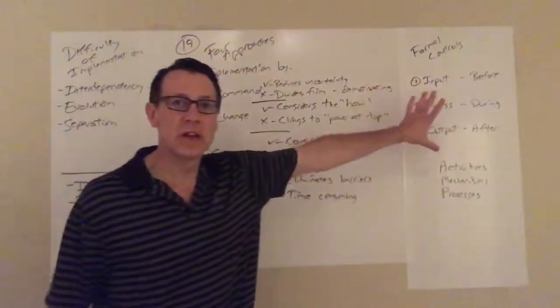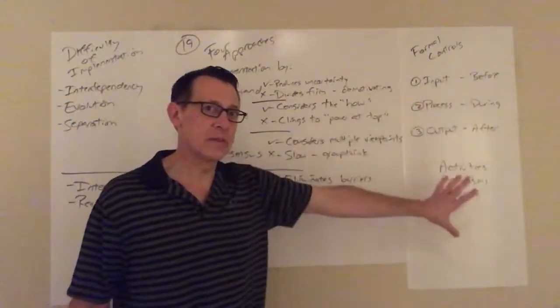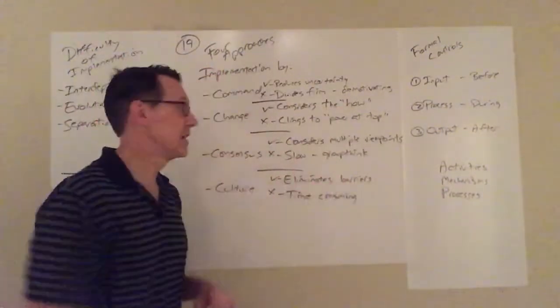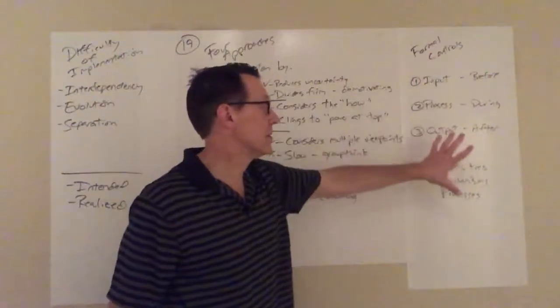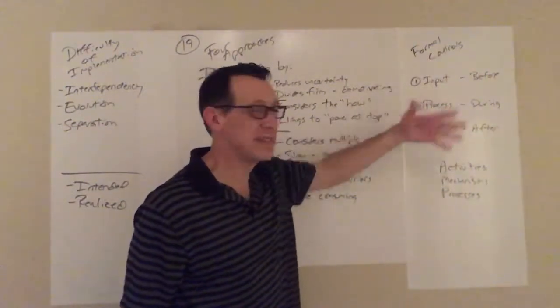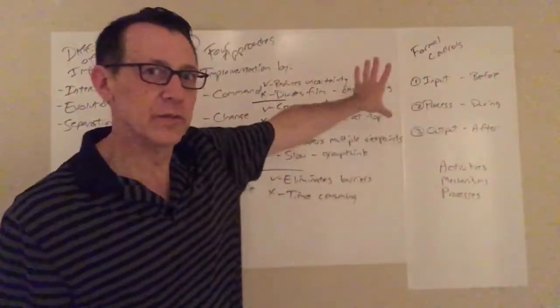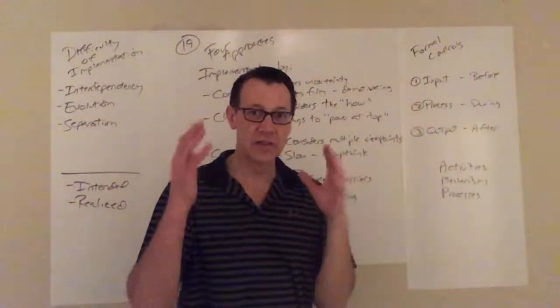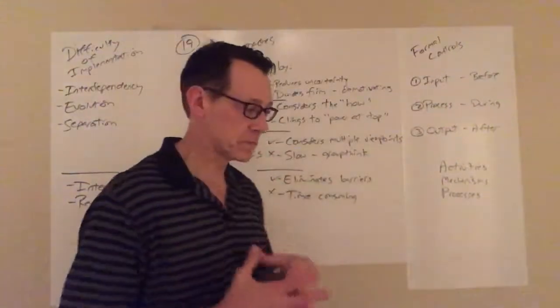And then over here, you have controls that you have to put in place in implementation. So you have difficulty over here, you have ways to do it over here, and then you have the formal controls. You have input, process, and output. The easiest way to remember them, they're intuitive words, okay? So input, process, and output are also before, during, and after. So these are things you put in place.